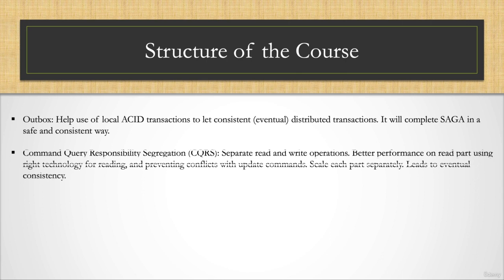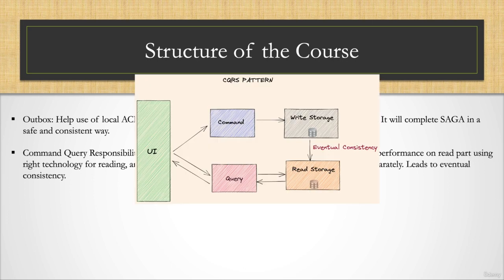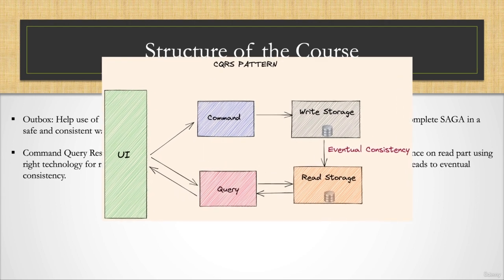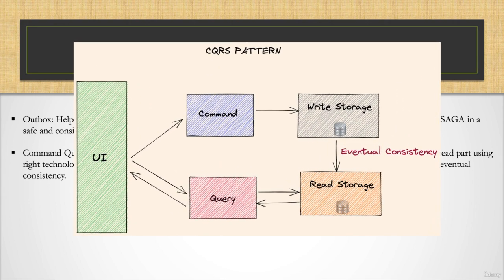CQRS, Command Query Responsibility Segregation. With CQRS, you can design read and write parts of your system separately and allow to read your data more effectively. This is because you can use different data stores for read and write parts. For example, say you use a relational database for your write database and you send your data asynchronously to Elasticsearch. Then you can use this Elasticsearch to query your data more effectively.